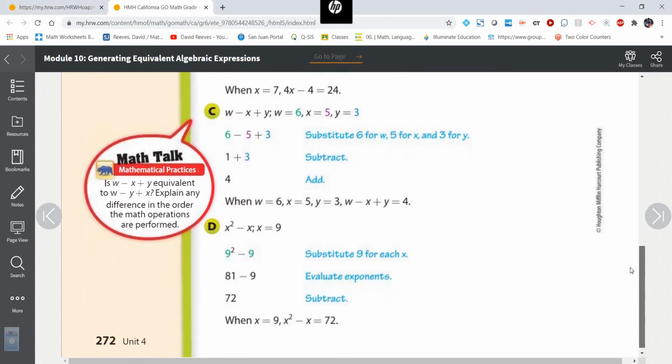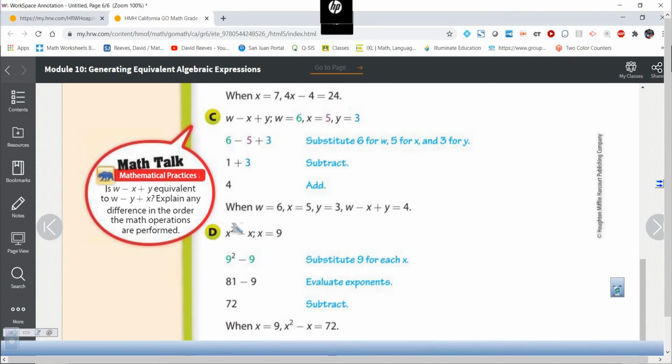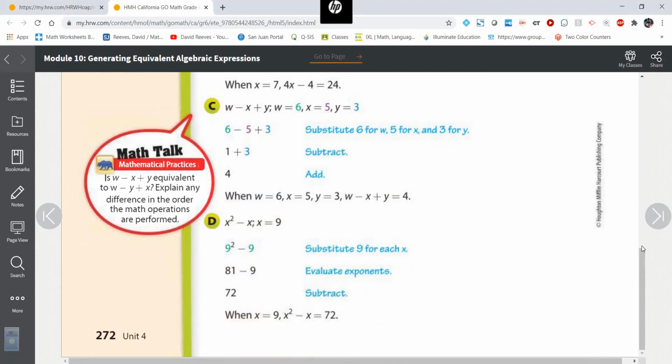All right. Okay, let's take a look at example D here. We have x squared minus x. So again, if you take a look here, what do we have? We have an exponent and we have subtraction. Well, what comes first? Exponents are the E in PEMDAS, which comes before subtraction. So they're going to put in 9 for each of those x's right there. So they get 9 squared minus 9, but we do the exponent first. 81 minus 9 is 72.